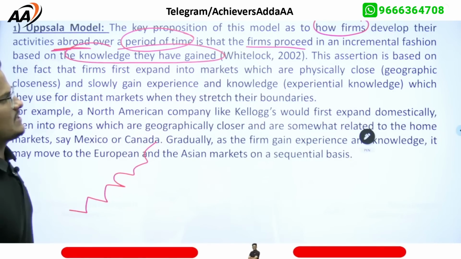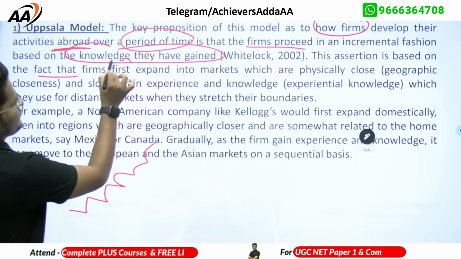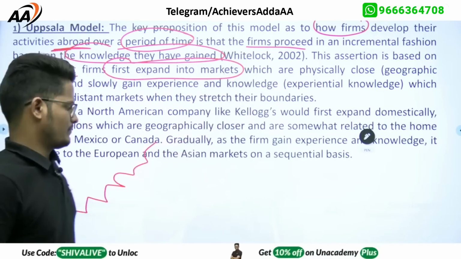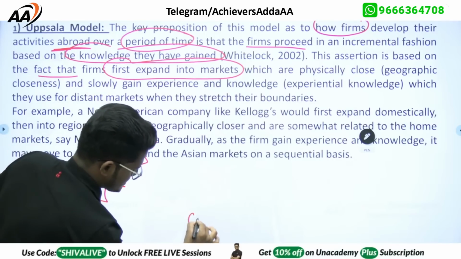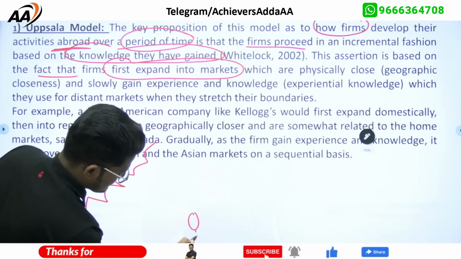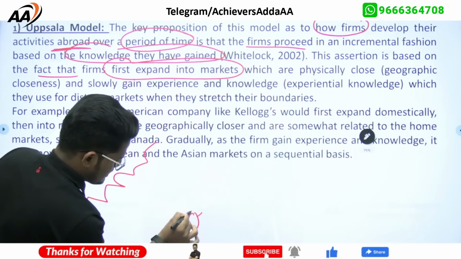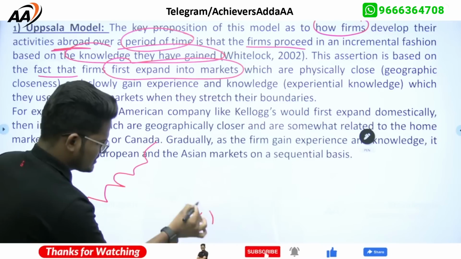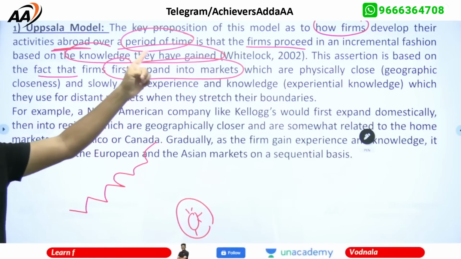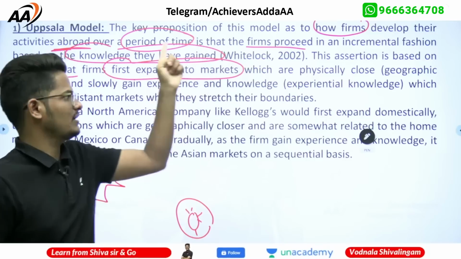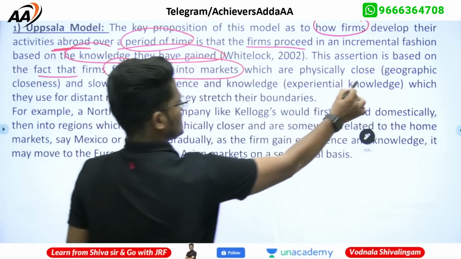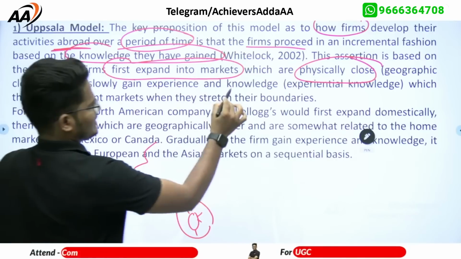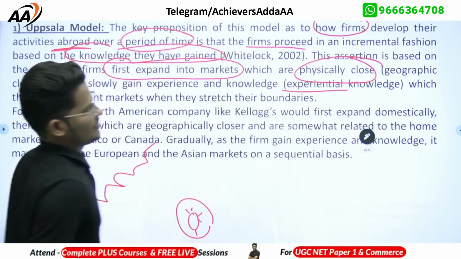This assertion is based on the fact that firms first expand into markets which are physically close. Suppose India is here, then I should first invest in Sri Lanka, later Nepal, later Afghanistan, Bangladesh, which are near to me. First I should concentrate on expanding into international markets geographically close. Physically, geographically close, you need to choose, and slowly gain the experience and knowledge, the experiential knowledge you will get.